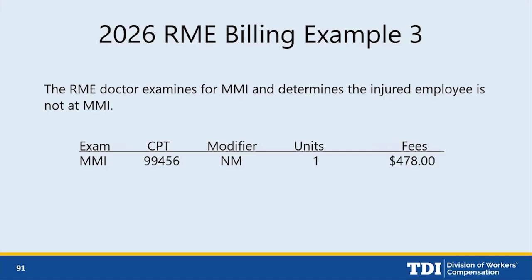And then this one is where the RME doctor evaluates the patient and they are not at MMI. You should still be using that 99456 and then use that NM modifier. Reimbursement at $478, whether or not they're at MMI or not.